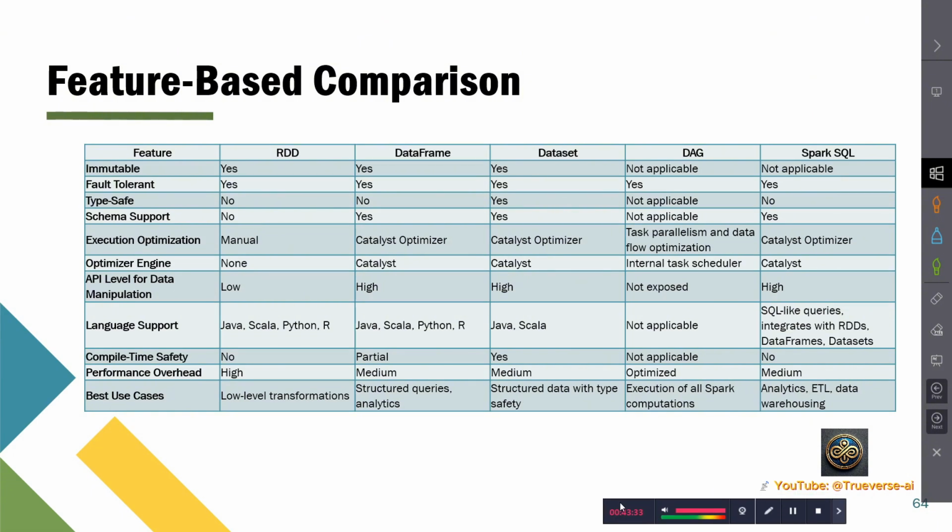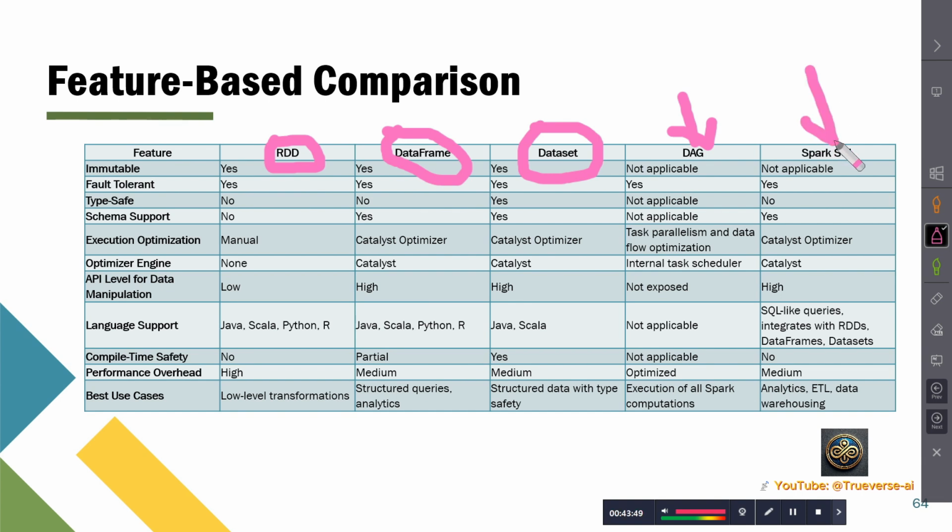So as you can see here, we will see RDD, data frame, data set, DAG, and Spark SQL. Immutable means it is not easily changed, so is resilience. RDD is the preliminary Spark data structure. Fault tolerance, yes, everything.